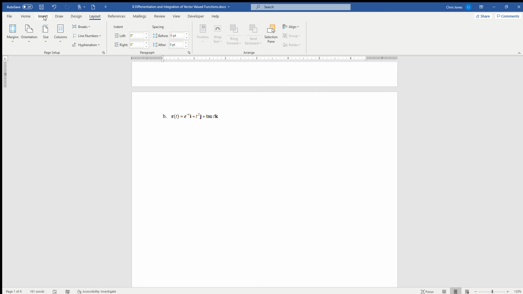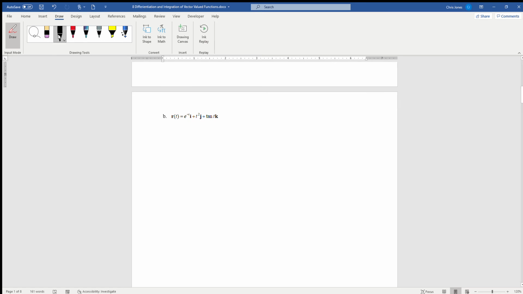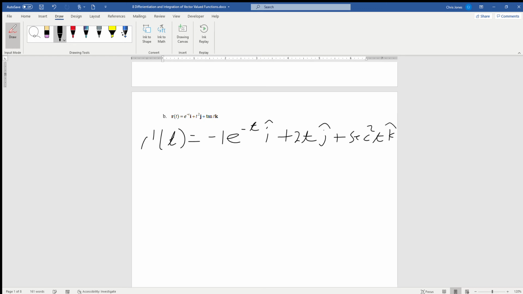A second example. We have r of t equals e to the minus t i plus t squared j plus tan of t k. So r prime of t is going to be equal to e to the minus t i. Remember, the derivative of e to any power is e to that power, but then we have a chain rule, so we multiply that by -1, since the derivative of negative t is -1. The derivative of t squared is pretty easy, that's 2t j, and then the derivative of tangent, that's one you'd have to memorize, that's secant squared of t k.